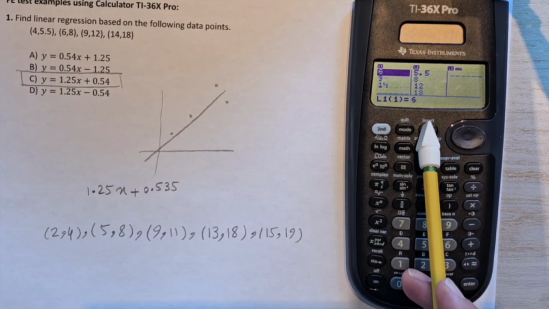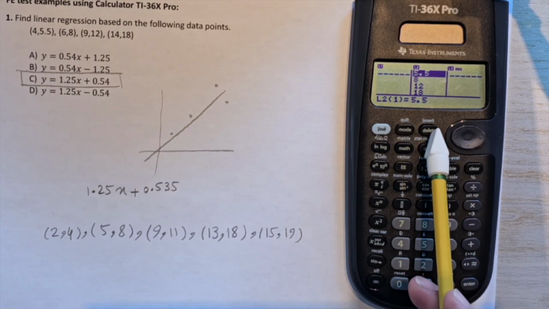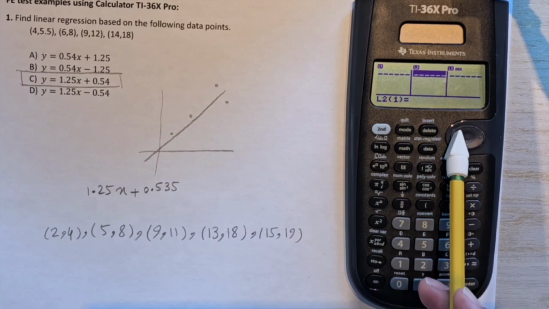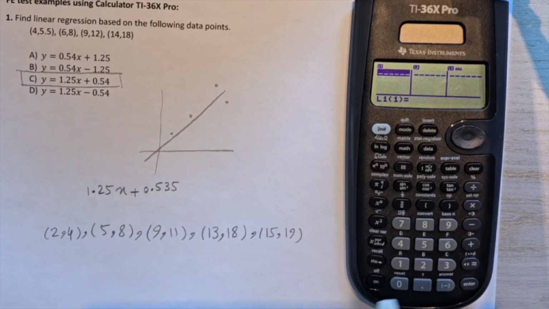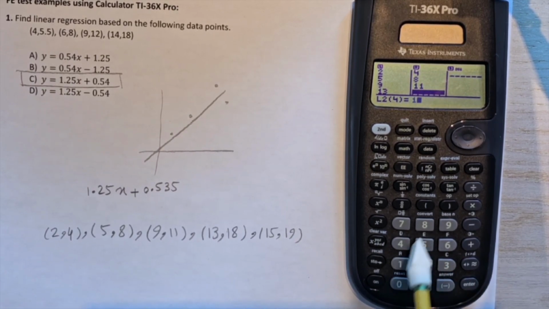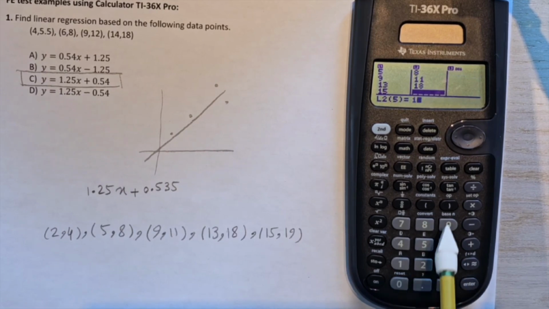delete the previous data, second column. So I am going to put in the data 2, 5, 9, 13, 15. Second column: 4, 8, 11, 18, 19.